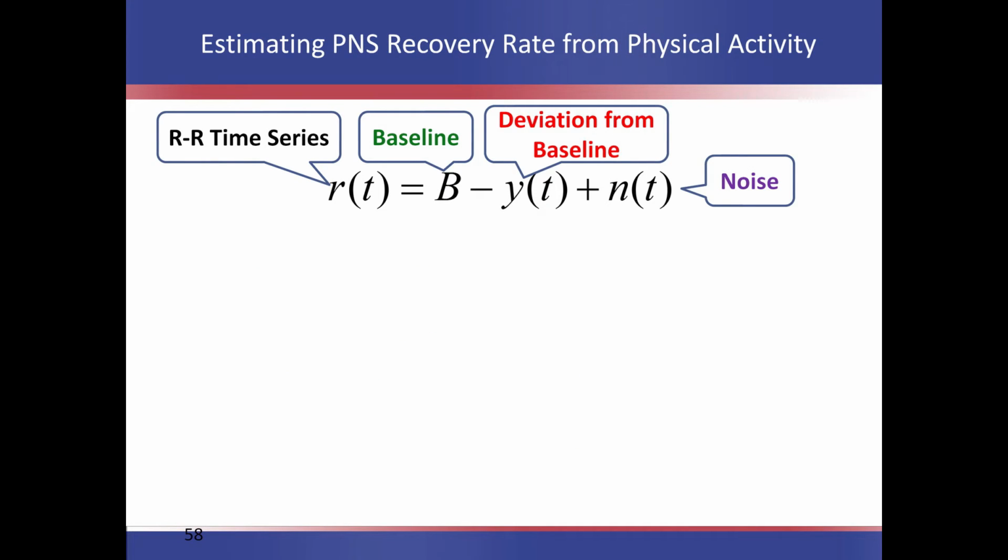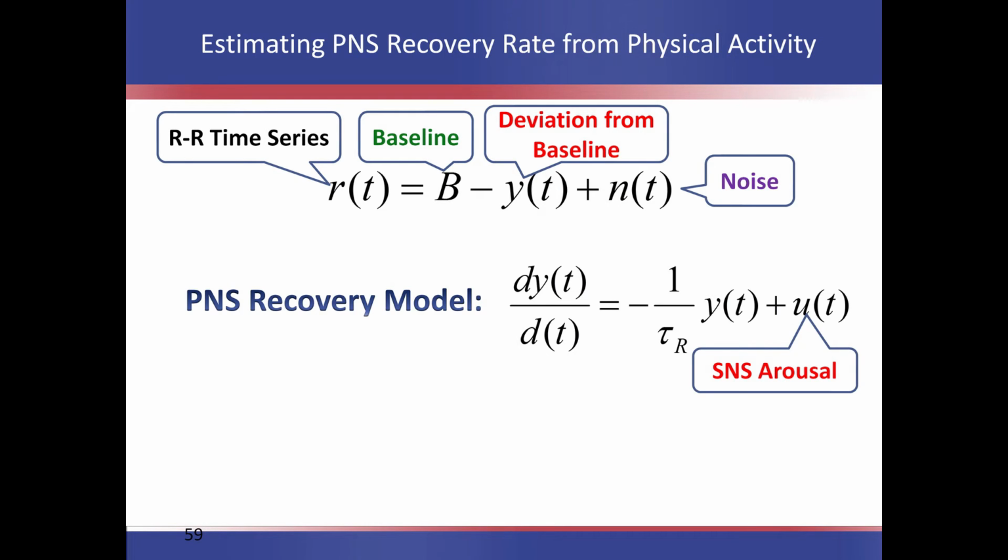So now to get to the model: what is our model of the parasympathetic nervous system, or the autonomic nervous system? What we model is the deviation from the baseline. There is a base R2R interval, and when there is a deviation from that base, that's when we see the impact of the autonomic nervous system. So there is baseline B, and then there is the deviation from the baseline, which is Y, and then there is a nuisance parameter, noise.